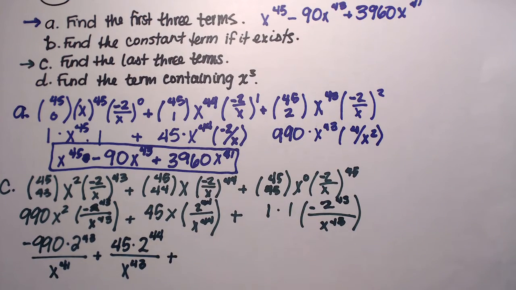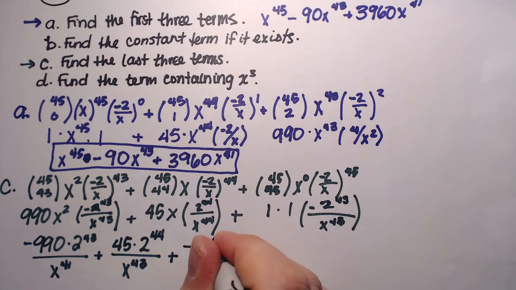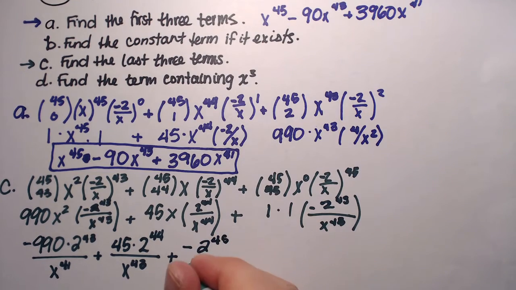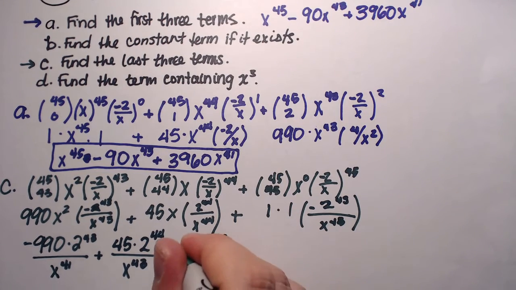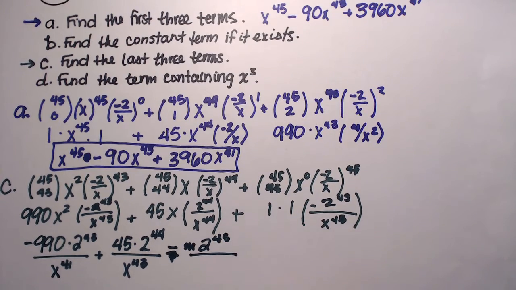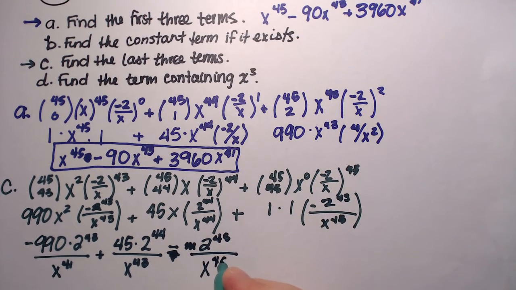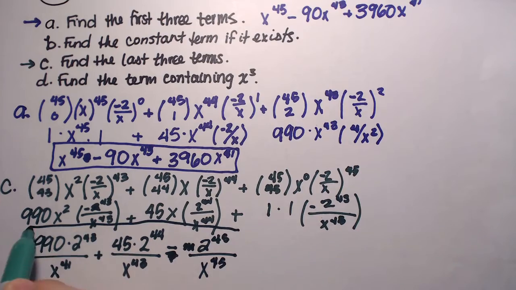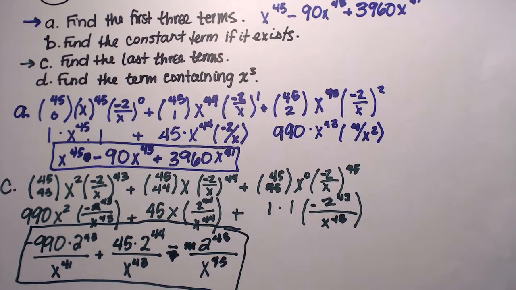And then I have 1 times negative 2 to the 45th. I should have put the negative here. There we go. And x to the 45. So that is going to be the last 3 terms. And I will do B and D in the next video.